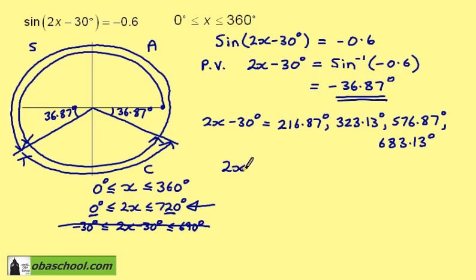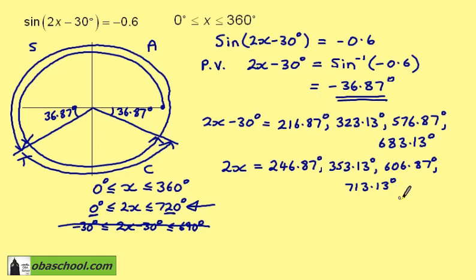So adding 30 to each of our existing solutions gives us 2x. So 246.87, 353.13 degrees. The next one is 606.87 degrees, and finally 30 onto 683.13 is 713.13 degrees. To get the final solutions, we need to divide each of these by 2, and we'll give the answer to 1 decimal place.